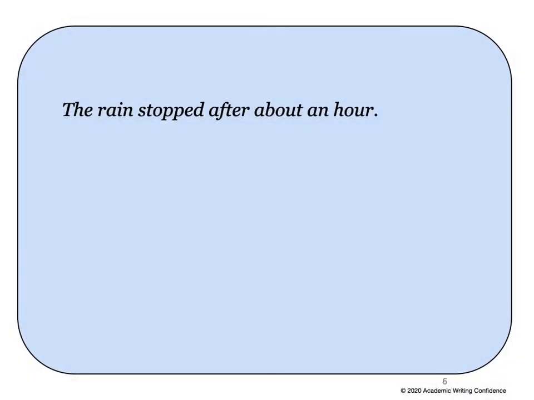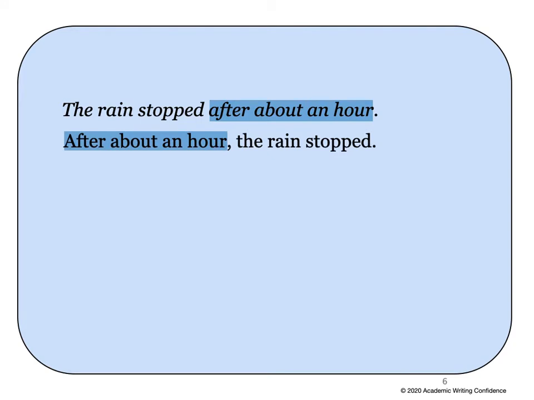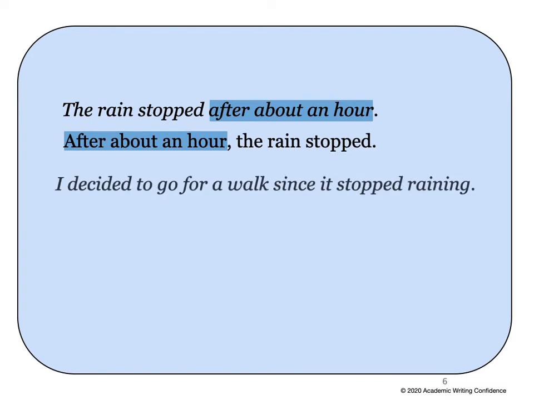Let's look at the sentences we used previously. The rain stopped after about an hour. Now we can change this by moving the phrase to the beginning of the sentence. After about an hour, the rain stopped. Notice that we need to add a comma after the phrase before we write the independent clause.